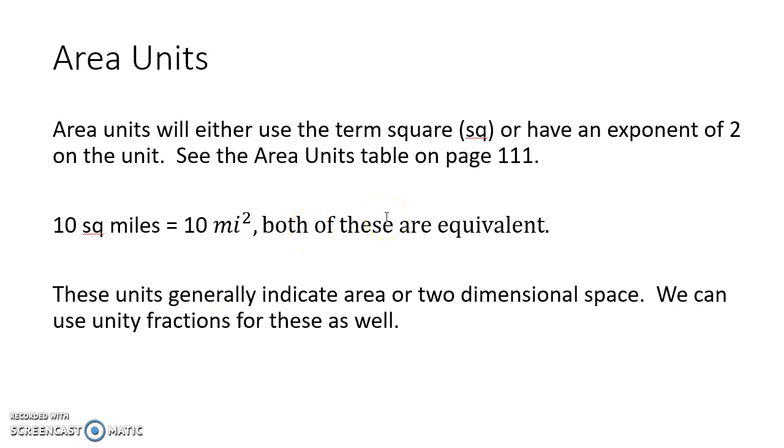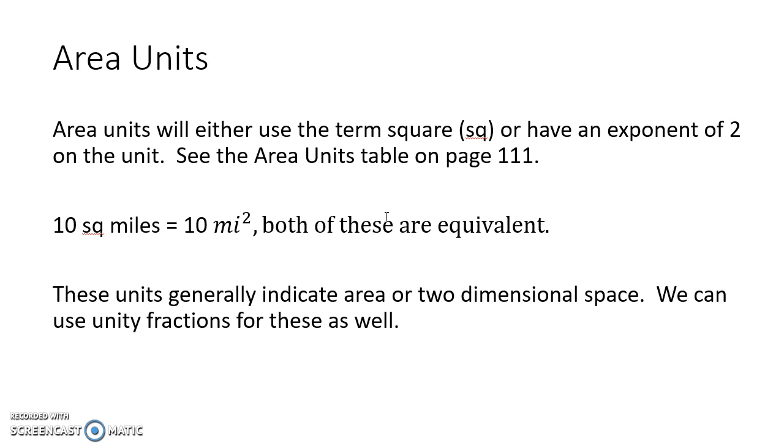All right. Let's then go into area units. So area units are generally going to be given with either the term square, or it's going to have an exponent of 2 in that unit. So if you look on page 111, you'll see that most of those units either say square unit, like square foot or square yard or square rod, or they have like a yard with a little 2 exponent, foot with a little 2 exponent. So that indicates that that's going to be an area unit.